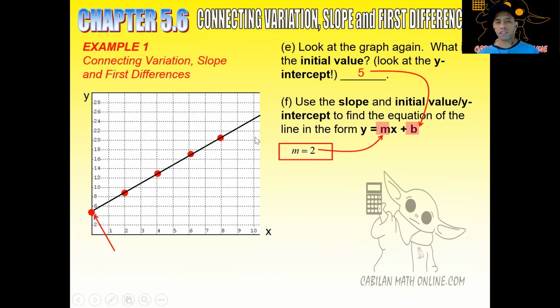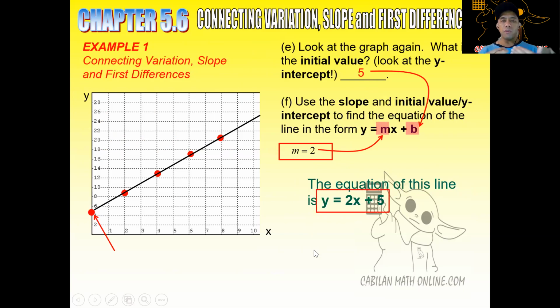So the equation of this line is going to be y equals 2x plus 5, all right? So let's just recap as you're writing this over here. Again, we got the slope by calculating slope. Actually, we did it two ways, using rise over run, and then we also used the table just to double check it by using the change in y values over the change in x values. And we just looked where the line touched the y-axis, and we noticed it touched the y-axis at 5.